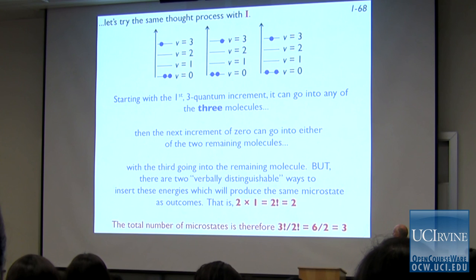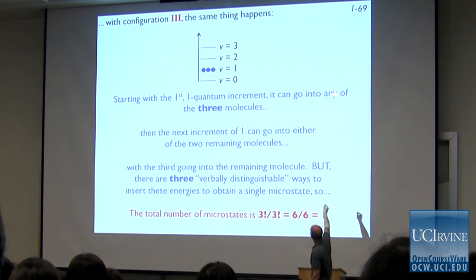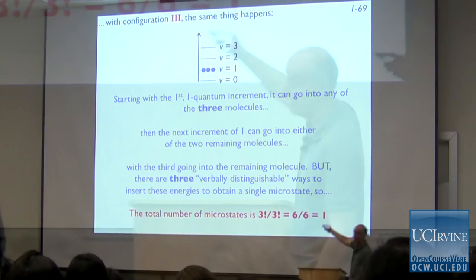Configuration 3, that's this one where we had all three of these guys in quantum state 1. All right, starting with the first increment going to any of the three molecules, the second one going to the remaining 2, third one going to the remaining 1. But there are 3! indistinguishable ways. All right, so it's 3! divided by 3!, or 1, and boom. There is only one state.